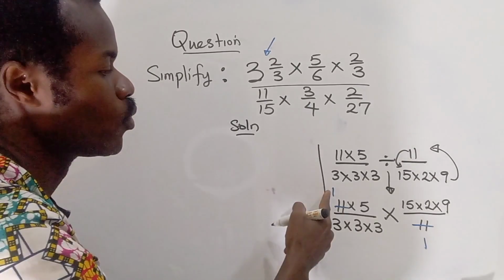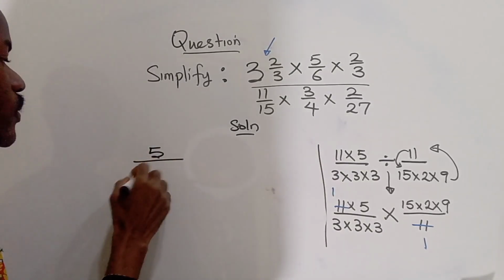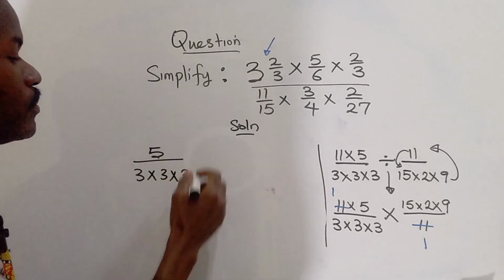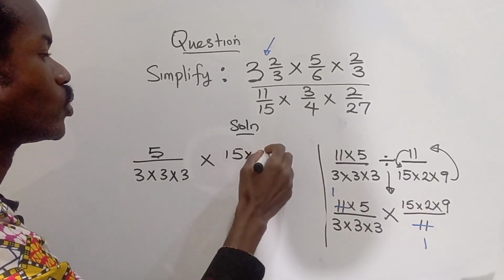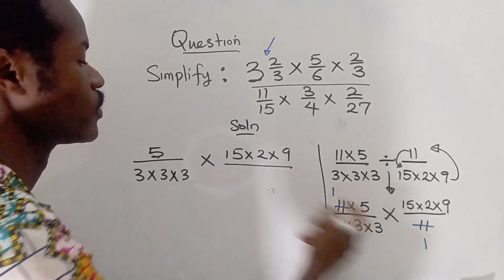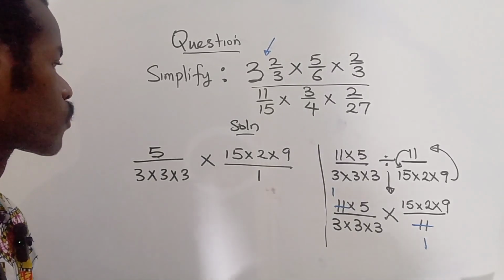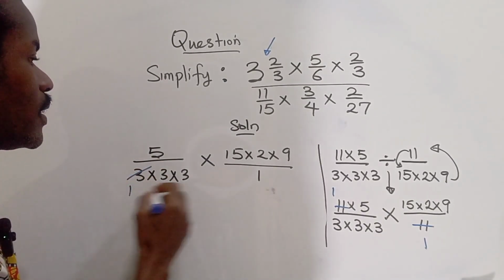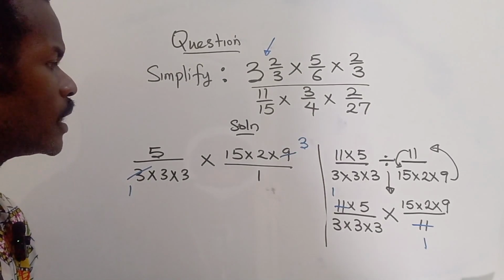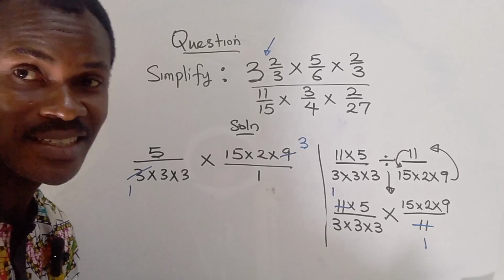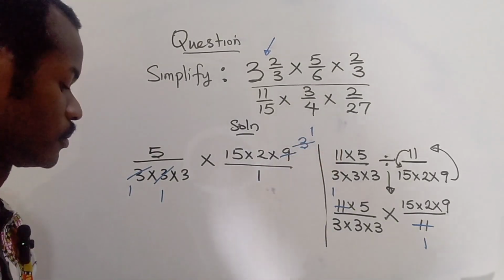So I have 1 times 5, which is 5, divided by 3 times 3 times 3. We multiply by 15 times 2 times 9 divided by 1. Now let's see what can cancel next. 3 can cancel itself as 1. 3 into 9 is 3. Now we have 3 here and 3 here, so we can still cancel further. 3 into itself is 1, and 3 into this is 1.